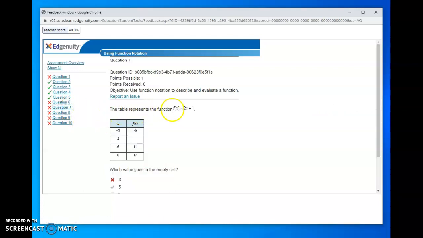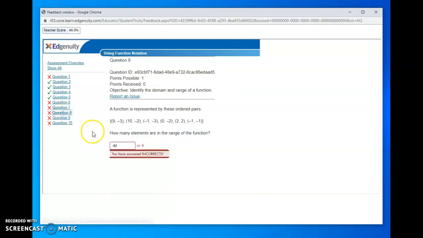The table represents a function f of x equals 2x plus 1. What goes in the empty one? So here it's telling us that x is 2. So 2 times 2 is 4, not 2. So 2 times 2 is 4. 4 plus 1 is 5. So 5 would go into the empty column there.